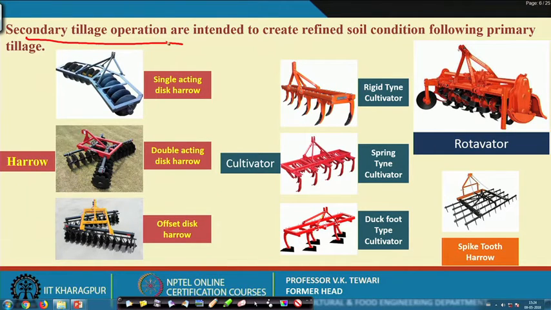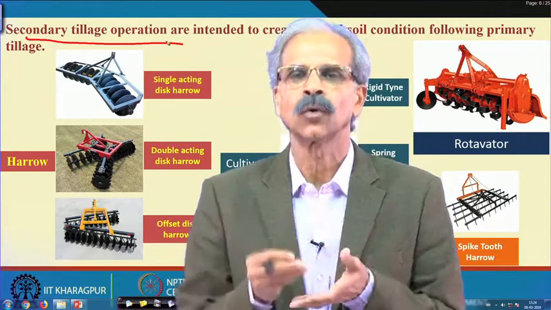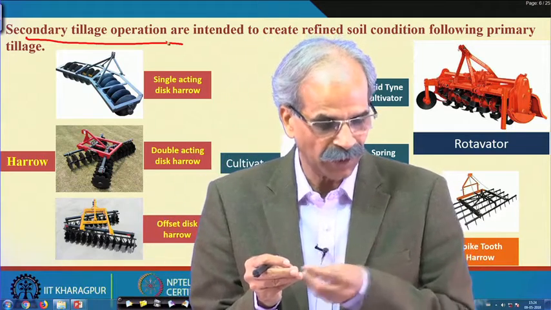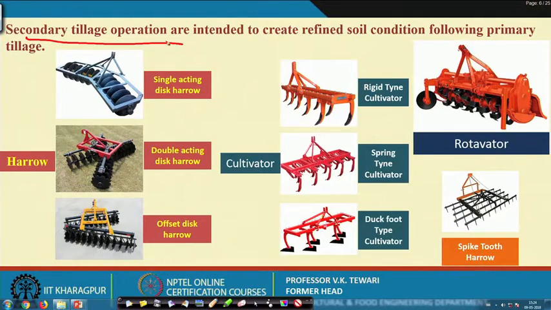Now, we would like to create a congenial atmosphere for the seeds to grow, and for that we will have to have smaller particles, and that is only possible if the bigger clods are broken down into smaller ones. For that we have secondary tillage operation equipment. These are a large number, say single acting disc harrow, then a double acting disc harrow, offset disc harrow. Similarly, cultivators: a rigid tine cultivator, a spring tine cultivator and a duck foot type of cultivator.